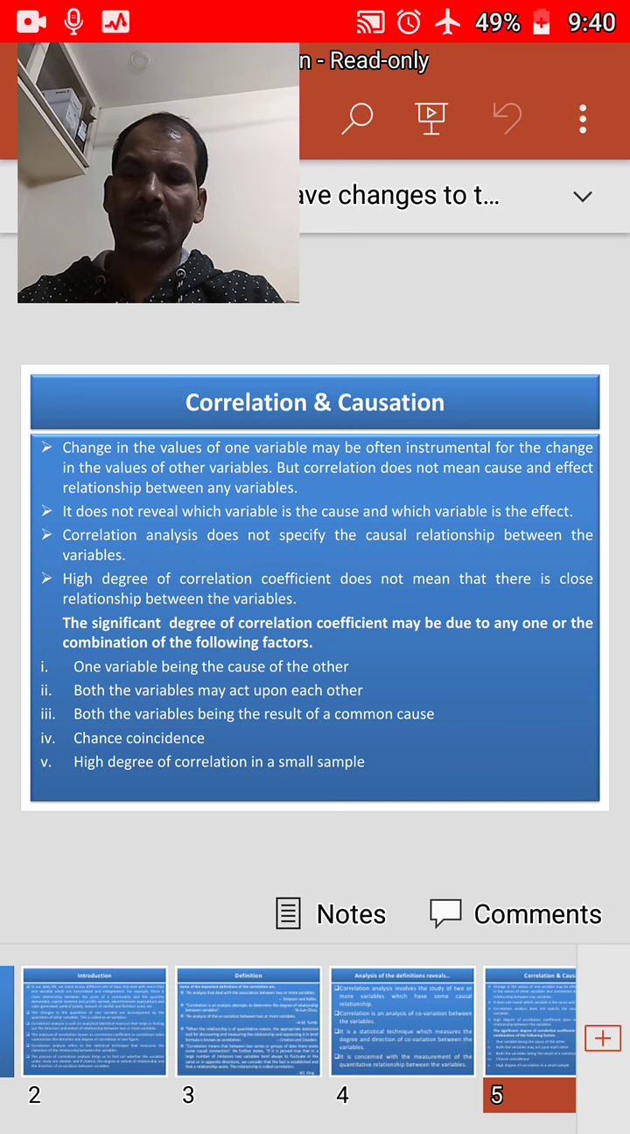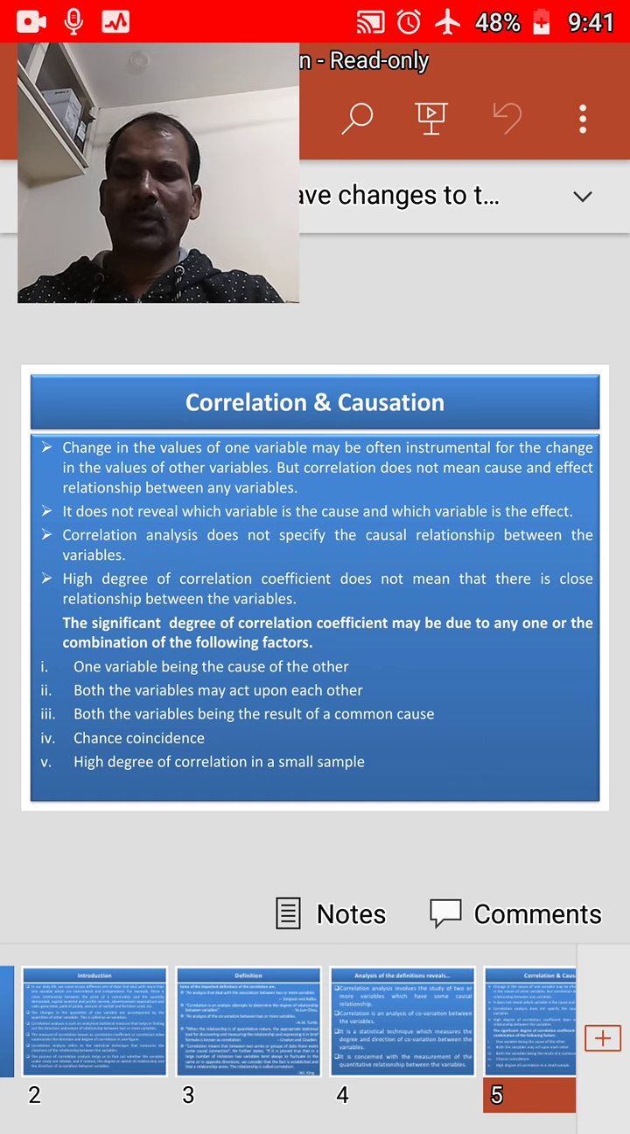A high degree of correlation coefficient does not always mean that there is a close relationship between the variables studied. For example, a high degree of correlation coefficient between pigs and the production of pig iron does not mean that there is a close relationship between them. Pigs and pig iron are in no way concerned with one another. There is no cause and effect relationship between them.